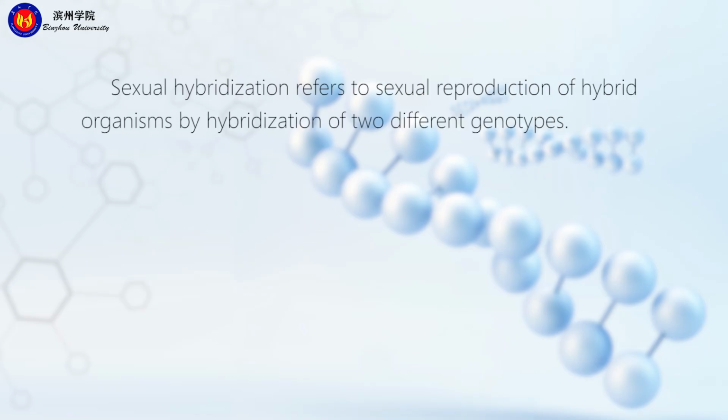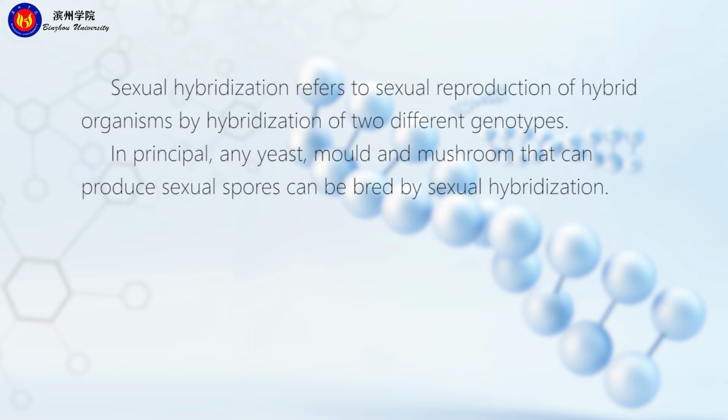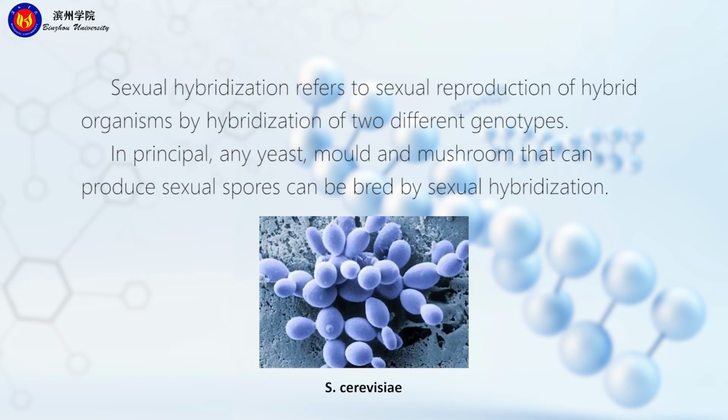Generally, sexual hybridization refers to sexual reproduction of hybrid organisms by hybridization of two different genotypes. In principle, any yeast, mold, and mushroom that can produce sexual spores can be bred by sexual hybridization. Please look at this picture. It shows the morphology of S. cerevisiae, a species that can be used in wine making.